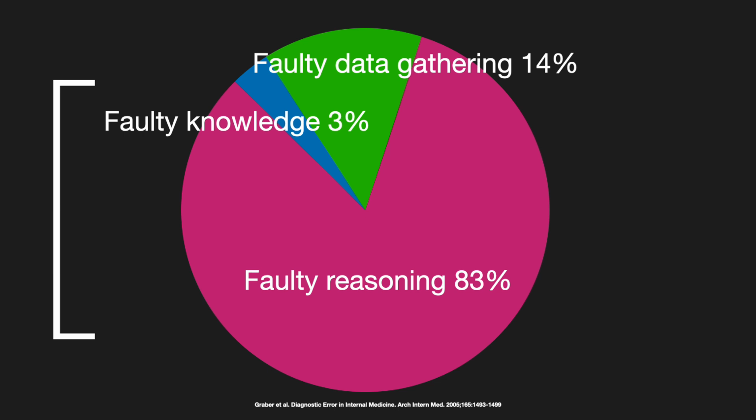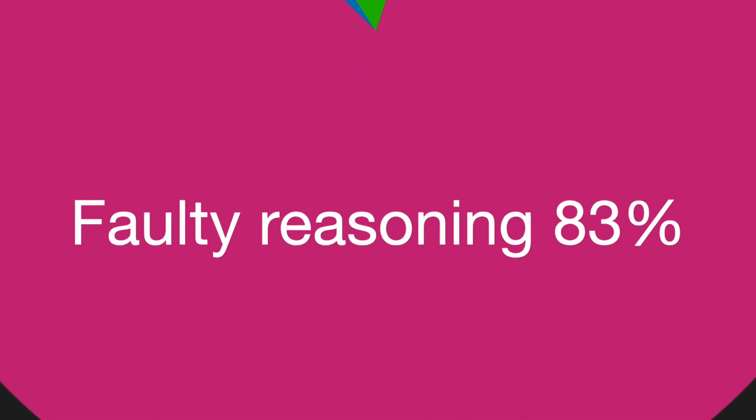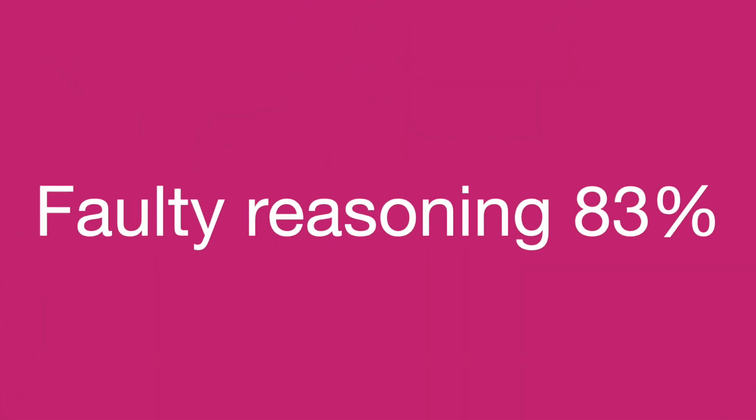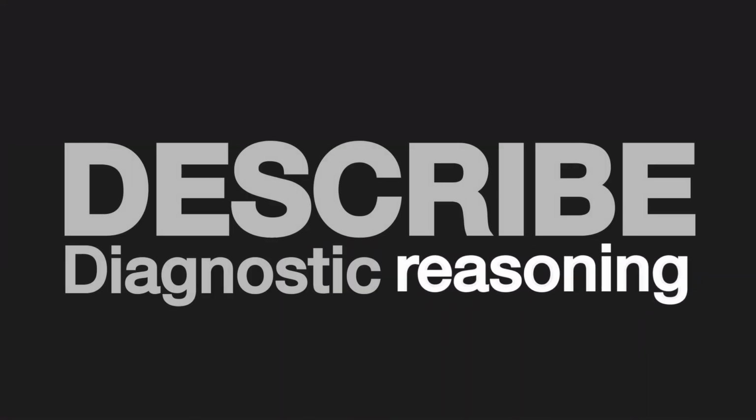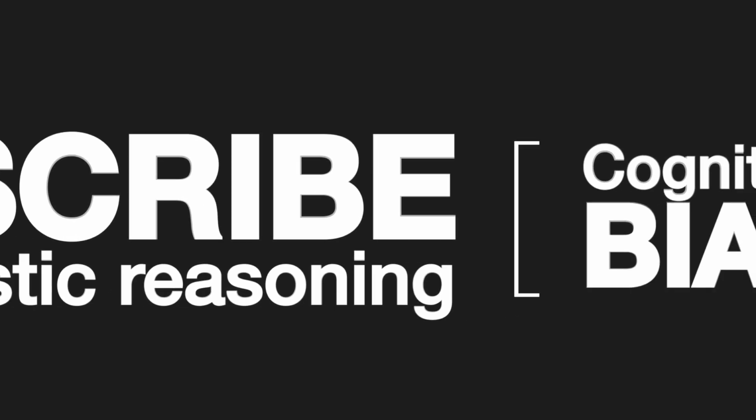But the lion's share of our errors seem to be due to faulty reasoning. We had the knowledge, gathered the appropriate data, but missed the diagnosis because we failed to put it all together, failed to get from point A to point B. So if we're going to sharpen our diagnostic skills, a basic description of diagnostic reasoning is fundamental. So let's begin. One thing we do know about diagnostic reasoning is that it's easily derailed by cognitive bias.